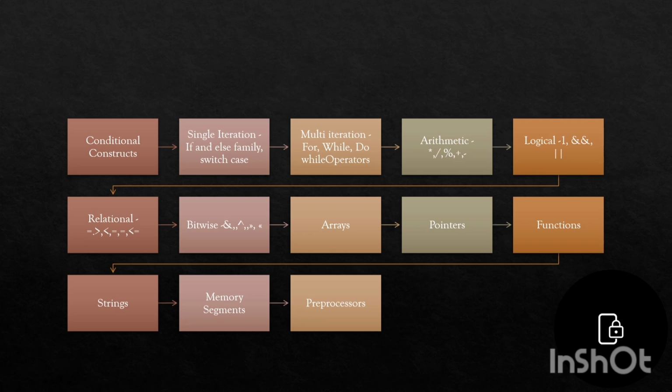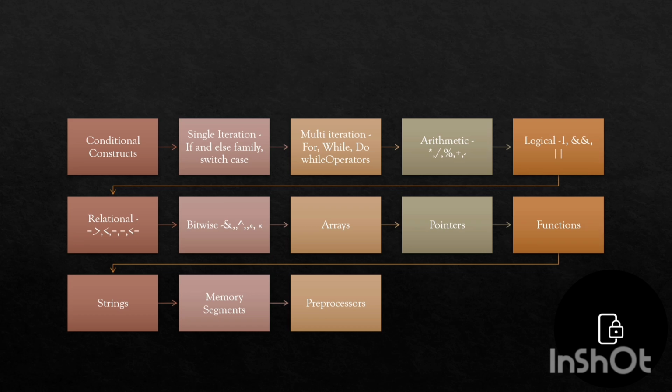Single iteration. The for, while, and do while loops help repeat a block of code. A for loop runs a specific number of times, while a while loop continues until a condition is false. Coming to the multi-iteration, for more complex iteration, for and while loops help control repetition. The relational operators. These are used to compare two values. Examples include greater than, less than, or equal to.